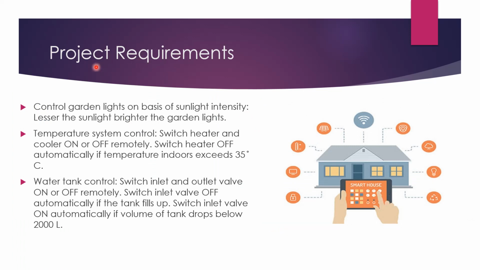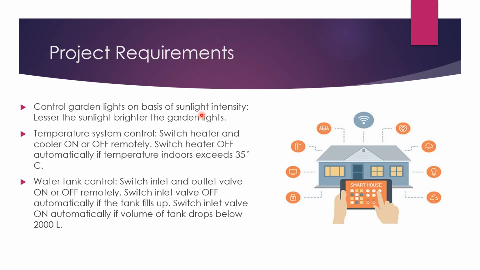So, now we move on to my project. First things first, what are the requirements or expectations of this home automation project? There are three. The first one's to control garden lights on the basis of sunlight intensity. What we need to do is that as the sunlight decreases as the day proceeds into night, the garden light should brighten up, and vice versa.